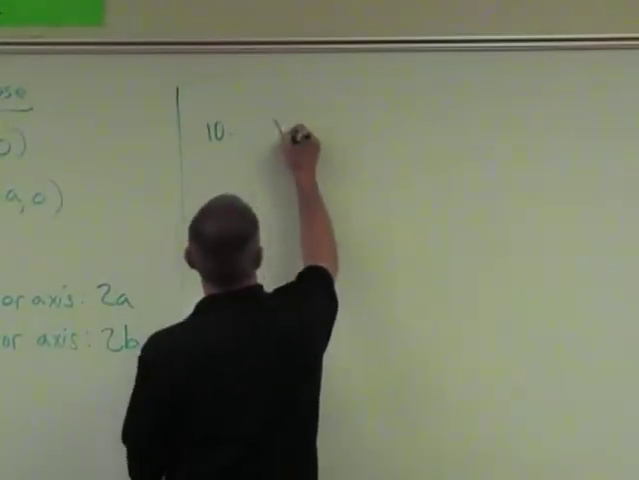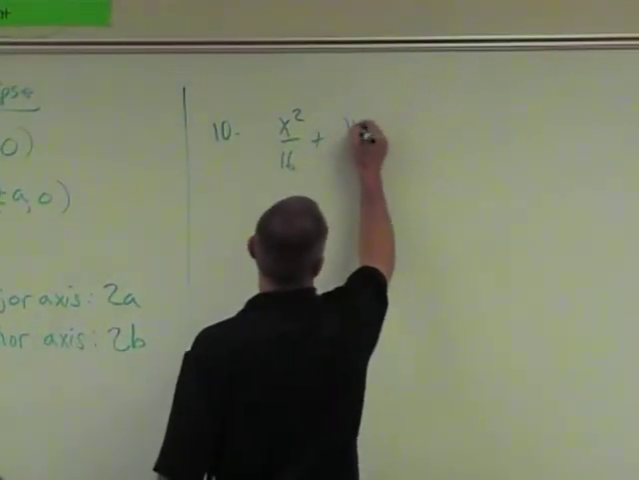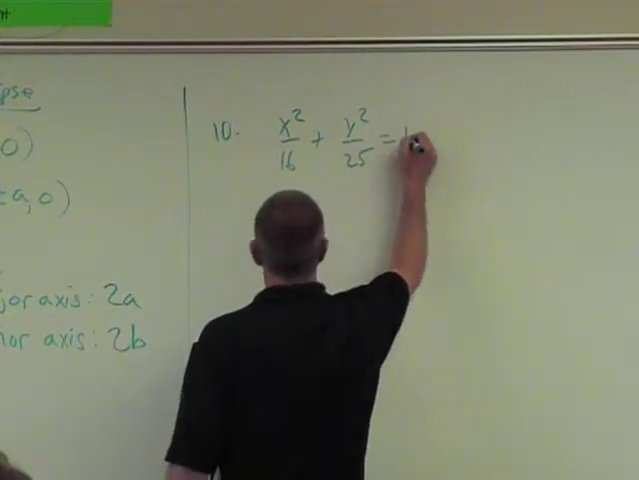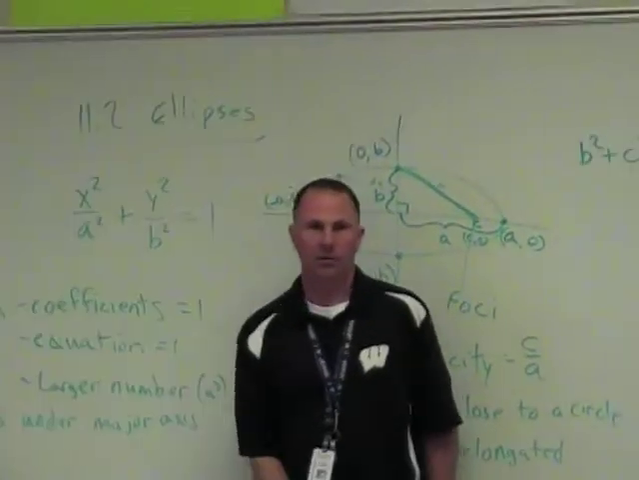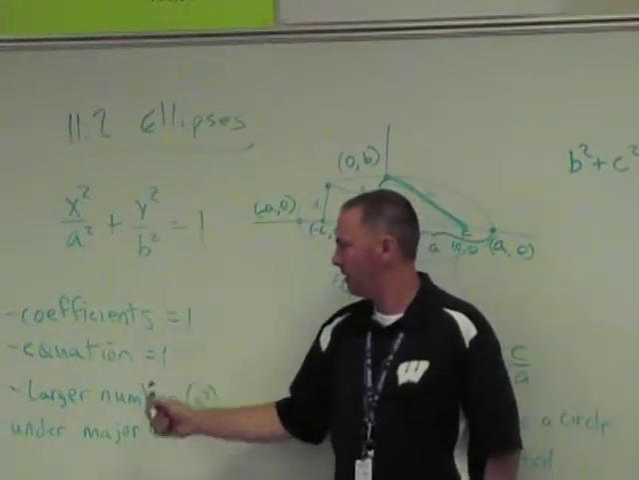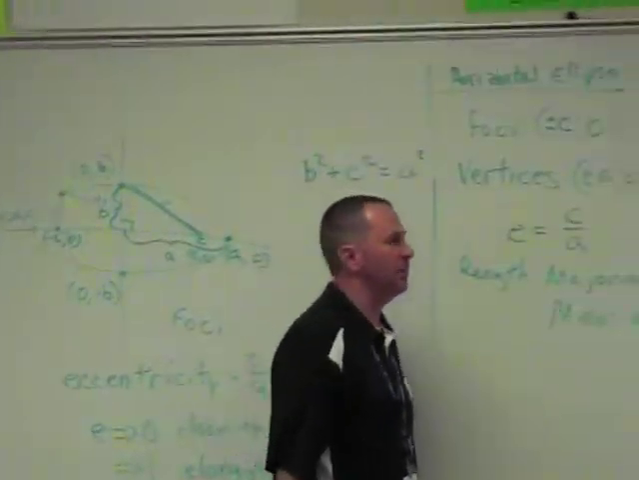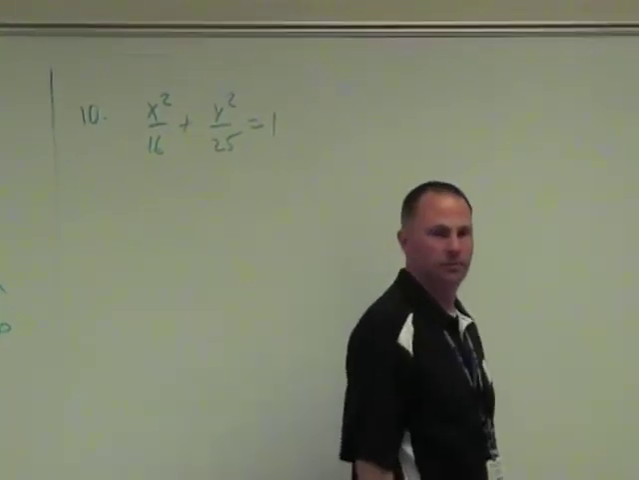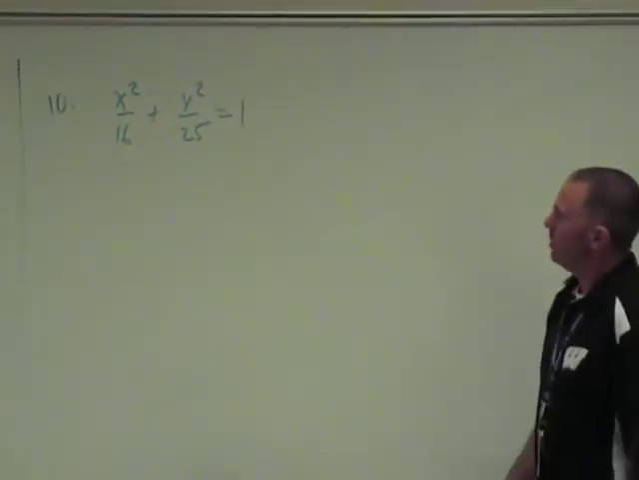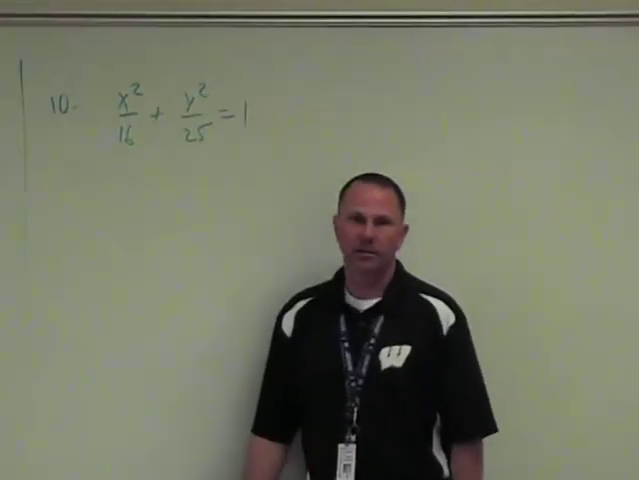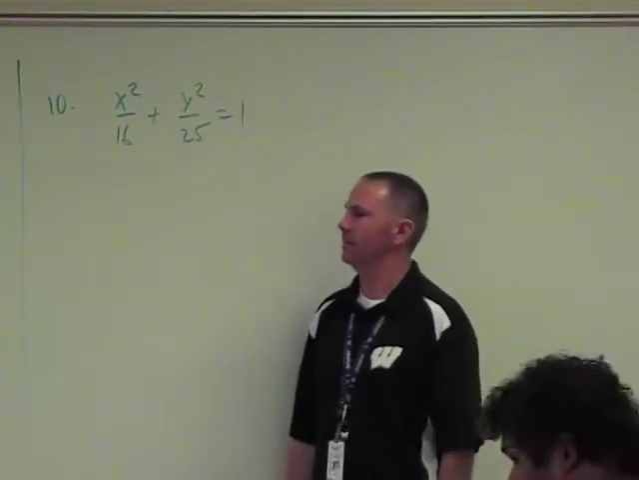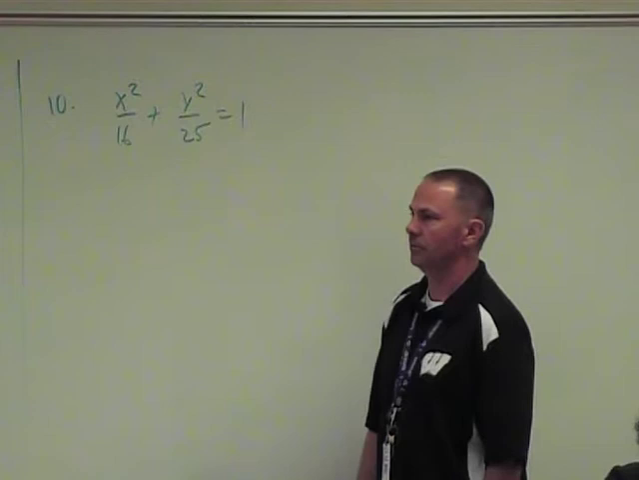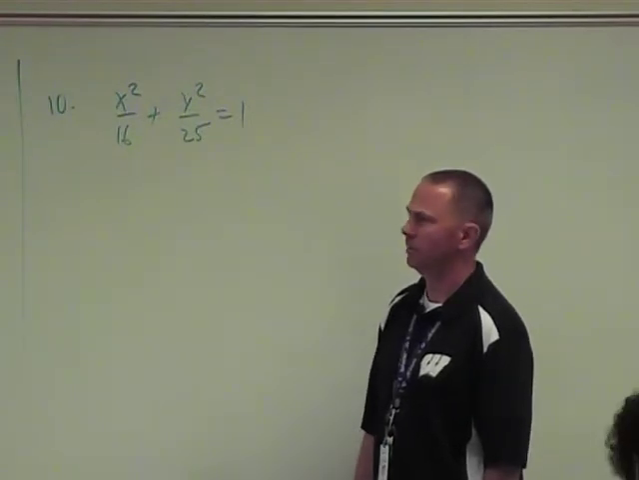Number 10. x squared over 16 plus y squared over 25 equals 1. First and foremost, is that correct? The coefficients in the numerators are positive 1. Yes or no? Yes. Is the equation equal to 1? Yes. Excellent.